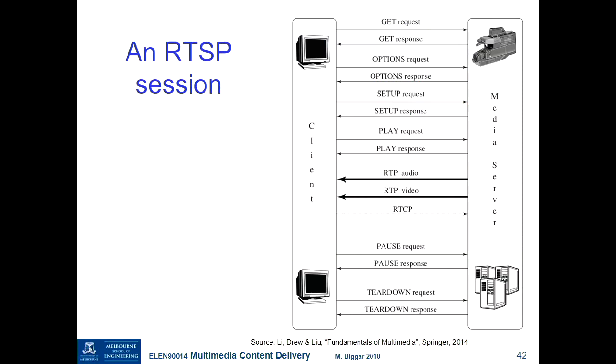So an RTP session could look a little bit like this, where we have a few exchanges to request some media, to sort out options, to agree about capabilities, and set up the connection, request play, and then we have this time period in which the RTP audio and video are sent in separate connections. RTCP provides feedback about the status of the connection. We can pause in the middle, and at the end we just tear down the connection.